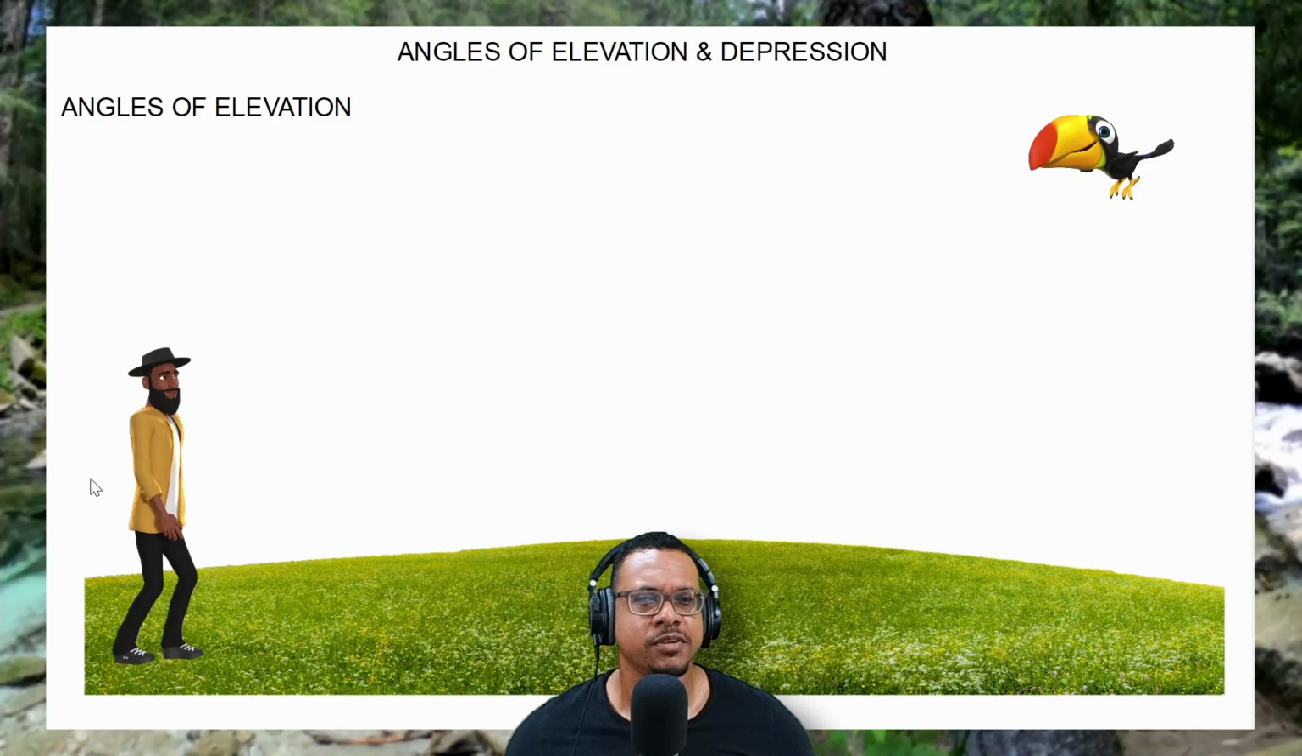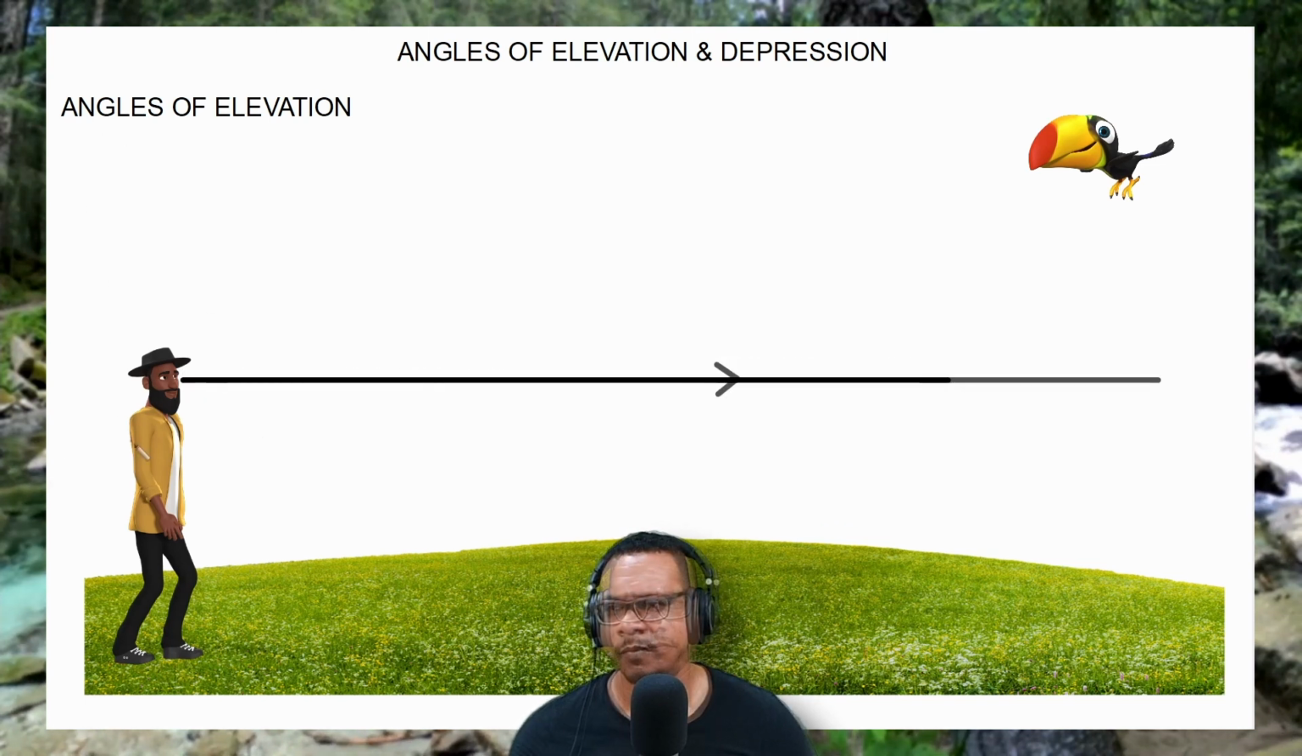In this video, we are going to look at the angles of elevation and depression. So first, let's look at the angles of elevation. So here we have a man, and let's say he's looking forward. So we'll draw a horizontal line. And this horizontal line will represent his line of sight.